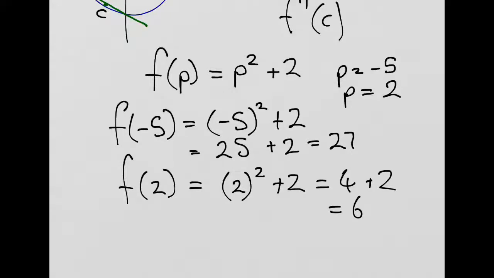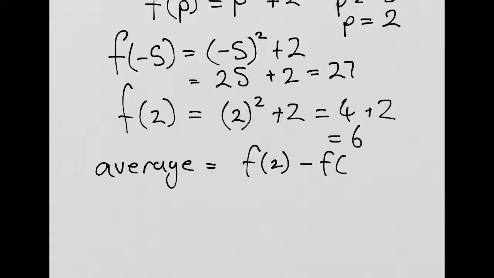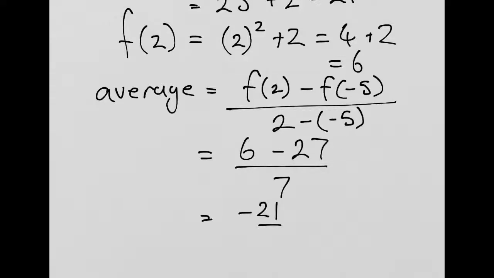Now that we've calculated this, we can put it into the formula. So the average rate of change is given by our function at 2 minus our function at minus 5, over our 2 points of 2 minus minus 5. So now we can put in our values that we calculated, which is going to be 6 minus 27 on 7, which is minus 21 on 7, which is equal to minus 3.